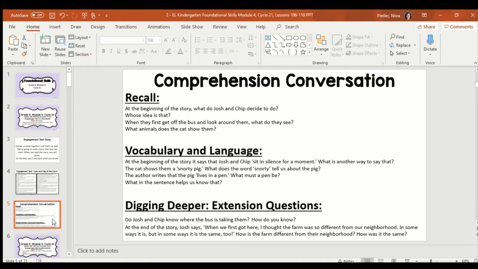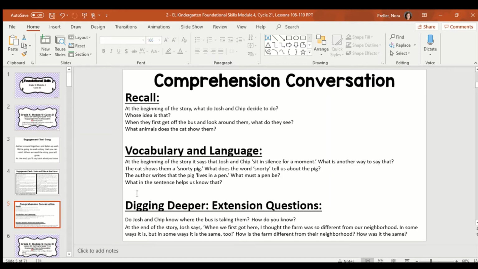The author writes that the pig lives in a pen. What must a pen be? A pen is a fenced-in area where animals live. They have all their different little fences, and different animals live in different areas. When we read our book later, you'll see a picture of a pig in a pen.